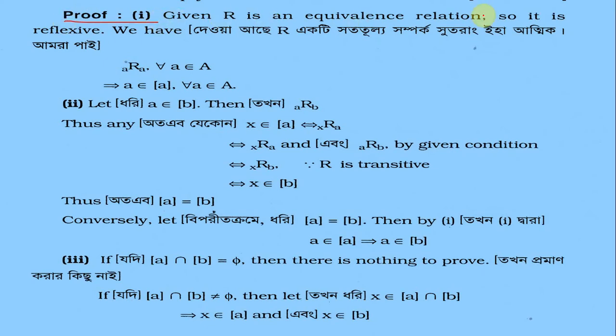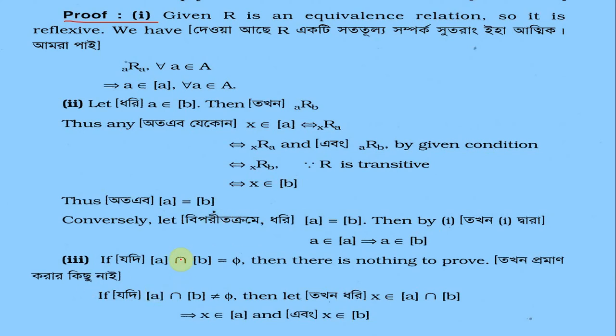Given R is an equivalence relation, so it is reflexive. We have a is related to a for all a belongs to A, which implies a belongs to [a] for all a belongs to A. Secondly, let a belong to [b], then a is related to b. Thus, any x belongs to [a] if and only if x is related to a, if and only if x is related to a and a is related to b by the given condition, if and only if x is related to b. Thus, R is transitive, if and only if x belongs to [b]. Thus, [a] is equal to [b]. Conversely, let [a] is equal to [b], then by 1, a belongs to [a], which implies a belongs to [b].